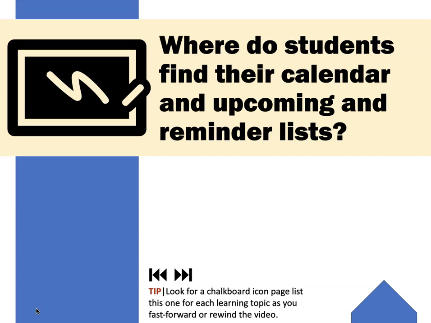So let's get started. Where do students find their calendar and upcoming and reminder lists, both in a web browser and on an iPad or iPhone using the Schoology mobile app? Here's a quick tip. As you go through the video, if you'd like to fast forward or rewind, look for a chalkboard icon page like this one.